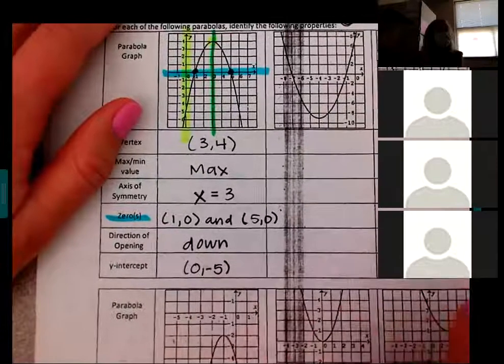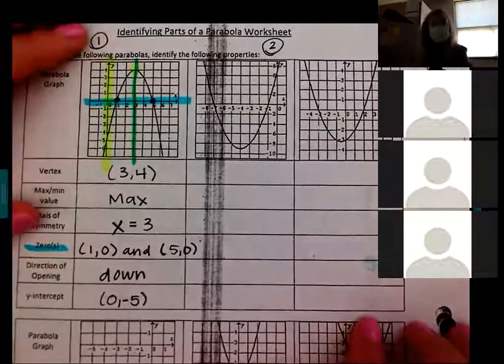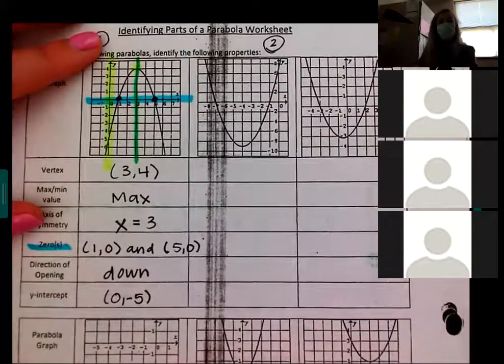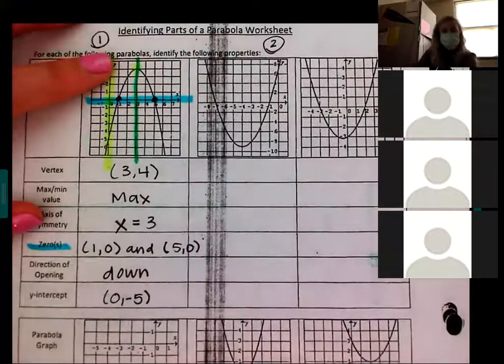All right, let's do one more, and then I'll tell y'all what your classwork is, and then you can do your homework when you finish that. Getting 2 grades today. Oh, we'll do this one. That's fine. All right, the vertex.